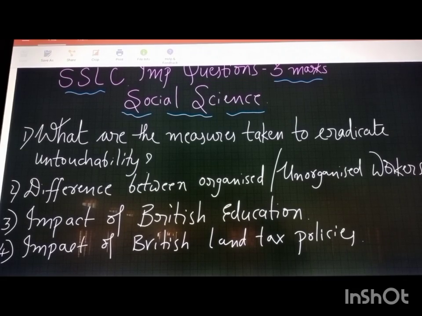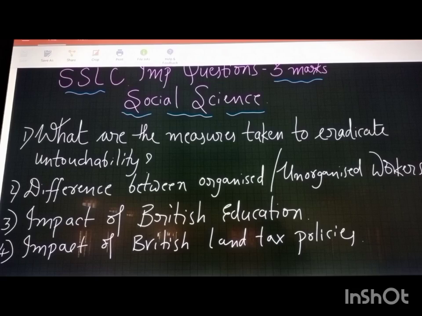Even agriculture became commercialized. Earlier they were growing food crops. But after the land tax policies, they started growing different types of commercial crops like sugarcane, tobacco, cotton and so on. So agriculture also became commercialized, and many money lenders, sahukars, became strong. So these are the points for the British land tax system.